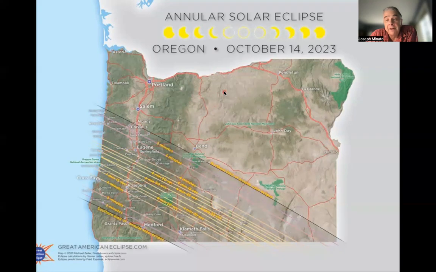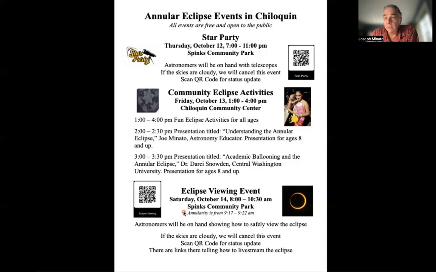If you're outside of this area, but still in Oregon, you're going to see just a partial eclipse with no annularity. So we're pretty lucky being right here. Oh, but we needed to be clear. And we're going to have a bunch of activities, which I was just telling you about.